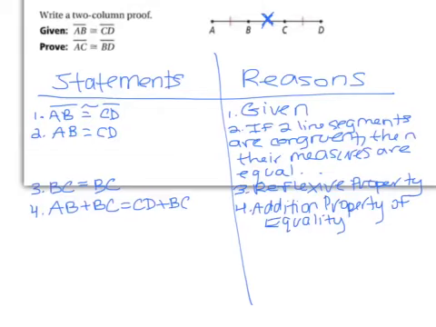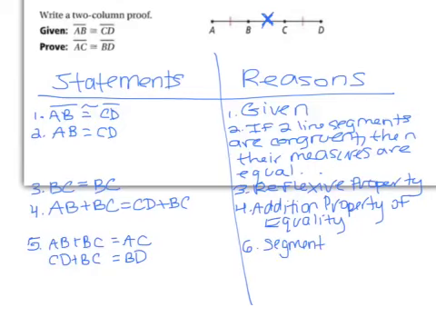Now is where it gets a little bit tricky. So we want to show that AC equals BD. Well, by looking at the picture, we can see that AB plus BC gives us AC. Well, this is the line segment addition postulate, which we were talking about in the previous chapter and is coming up again now. So AB plus BC equals AC. And you can say the same thing about CD plus BC, how that equals BD. So this is by the segment addition postulate.